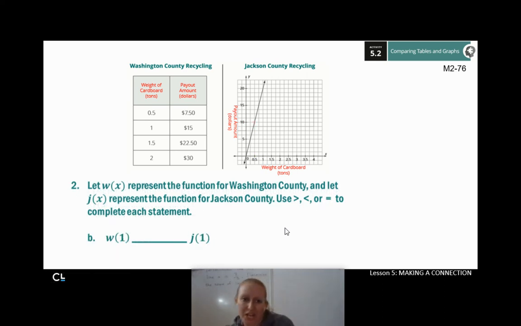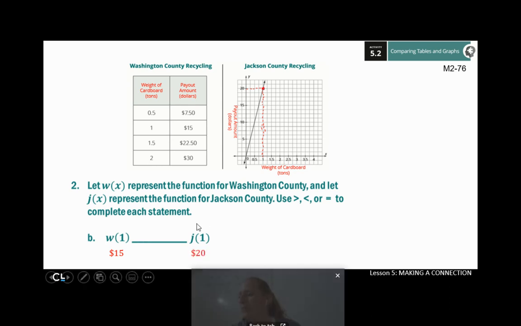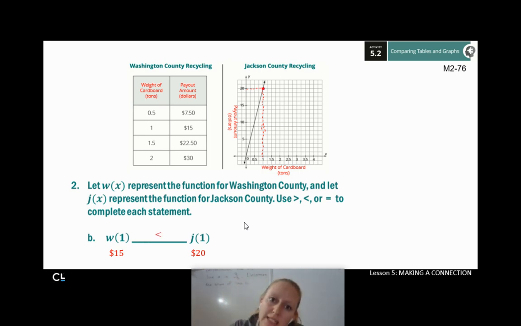What about W of 1 and J of 1? Hit pause. Do it. Hit play when you're ready to check your work. So hopefully you've now figured out this trick. When we input 1, we get an output of $15. For Jackson County, when I input 1, I end up here, so I get an output of $20. Wow. Washington County, you're falling behind because you're still less than Jackson County.